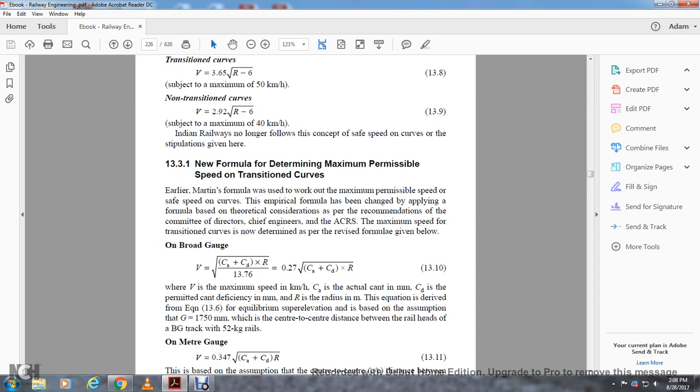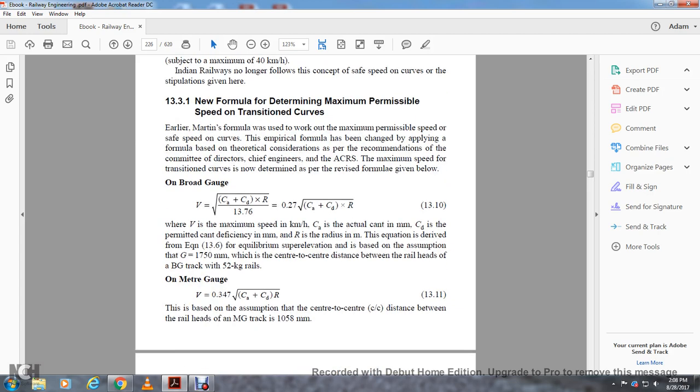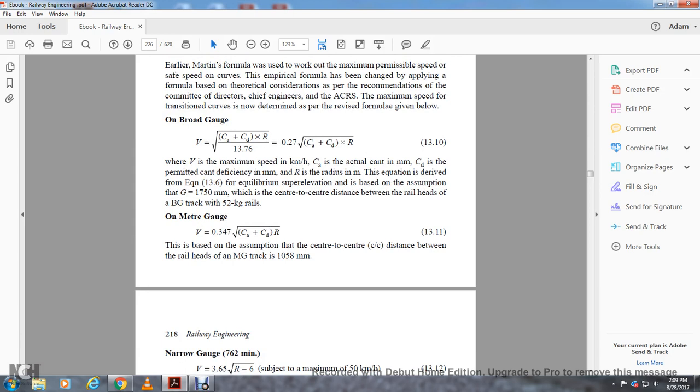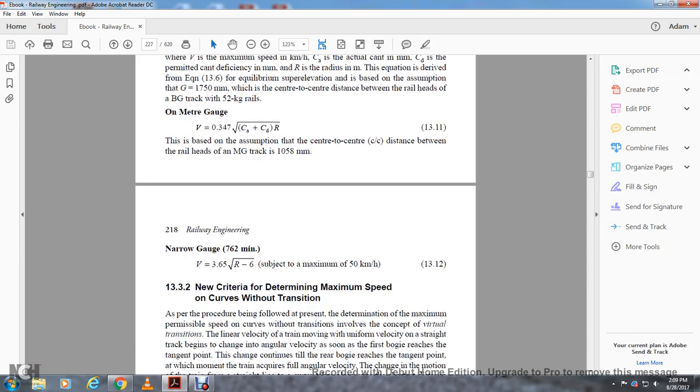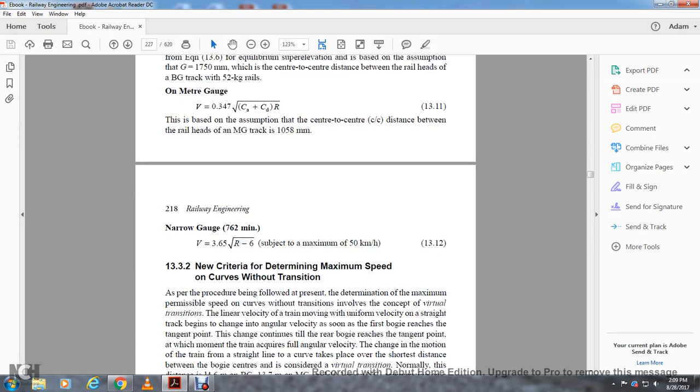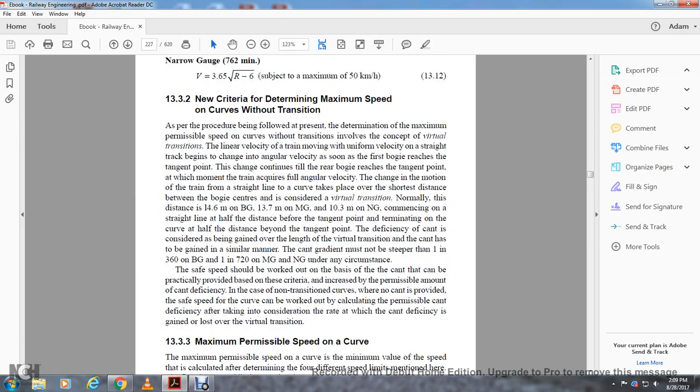The equation is derived from equation 13.6, the equilibrium superelevation, based on the assumption that G is 1750 millimeters, the center to center distance between railheads on broad gauge track of 52 kilogram rails. For meter gauge, velocity is 0.4347 times the square root of (actual cant plus cant deficiency) times radius. The basis is the assumption of a center to center distance between railheads for meter gauge of 1058 millimeters. For narrow gauge 762, the velocity is 3.65 times the square root of R minus 6, subject to a maximum of 50 kilometers an hour.